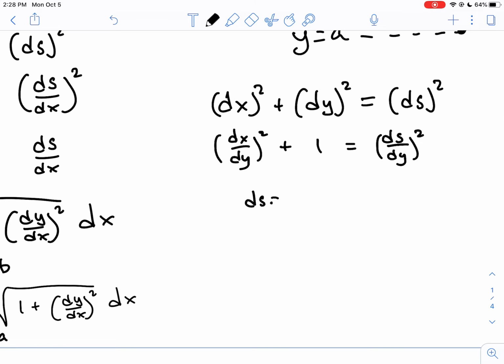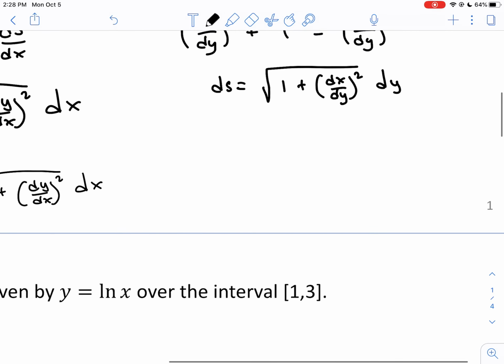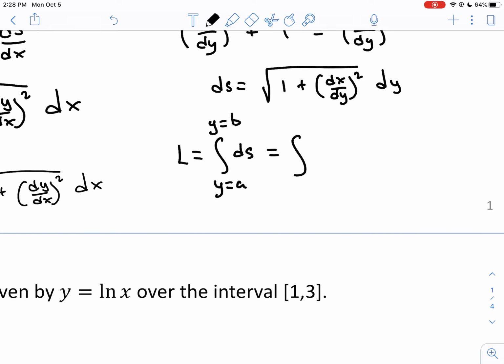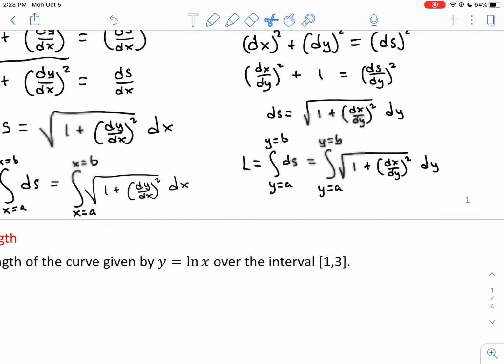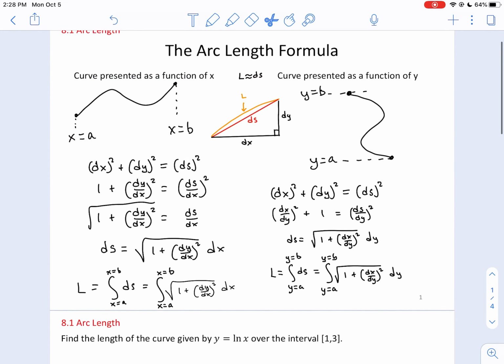So you get ds is equal to the square root, and this is a sum, so it doesn't really matter which one I write first. I'll write 1 plus dx dy squared and then a dy at the end. And then the length of the curve will be the integral from y equals a to y equals b of ds, which is going to be the integral from y equals a to y equals b, and then this integrand. And here's the formula for finding the length of a curve if that curve is presented x as a function of y.